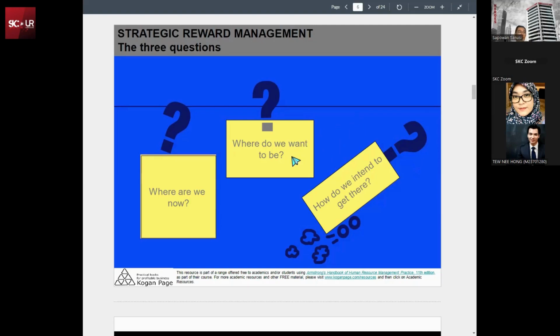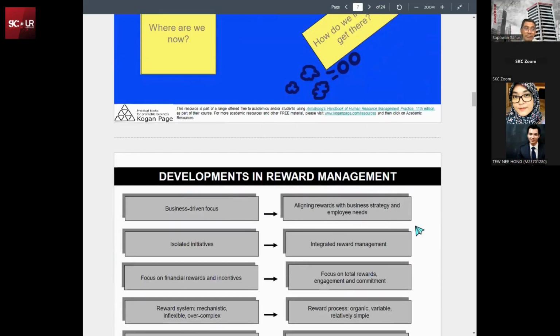And why do we want to be there? Berapa besar, berapa banyak in our budget? How do we intend to get there? Do we need to pay? Do you need to employ? Or do you need to deploy our own? Do we need to develop our own group that is developing the system? Or just have a very informal negotiation or informal meeting to get a good idea on how to have a good performance management and reward strategy.